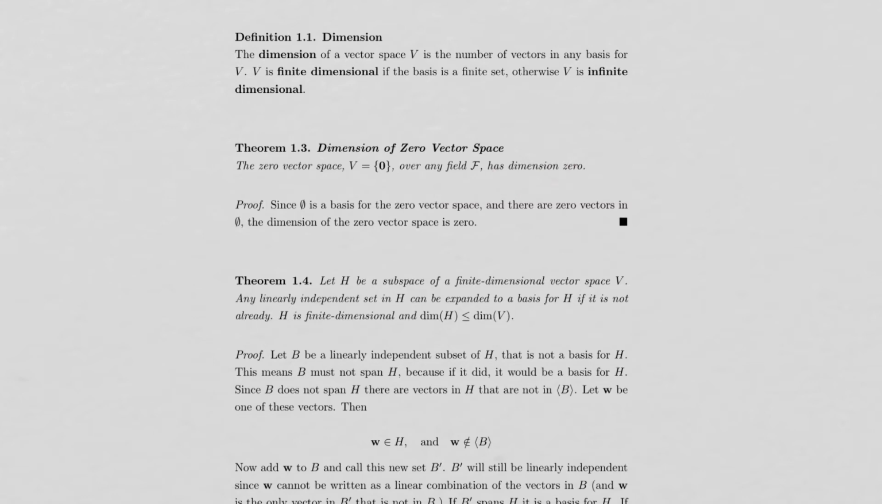All right, we have another theorem that says, let H be a subspace of a finite dimensional vector space V, then any linearly independent set in H can be expanded to be a basis for H if it's not already. Also, H is finite dimensional, and the dimension of H has to be less than or equal to the dimension of V.